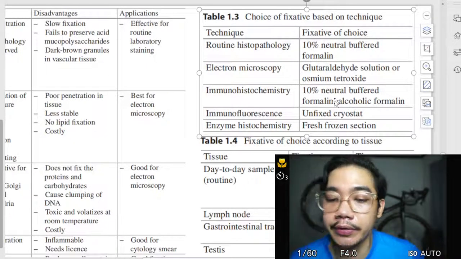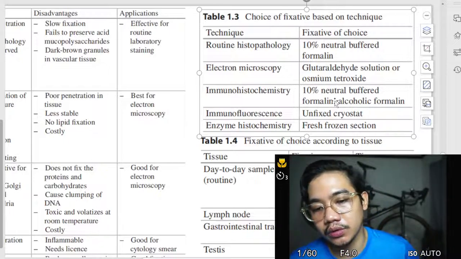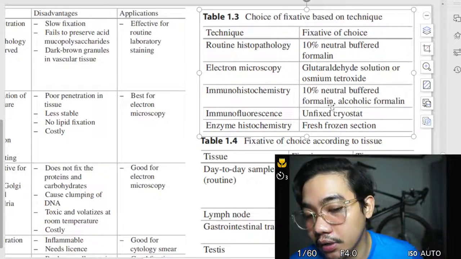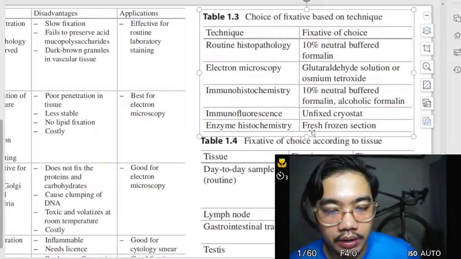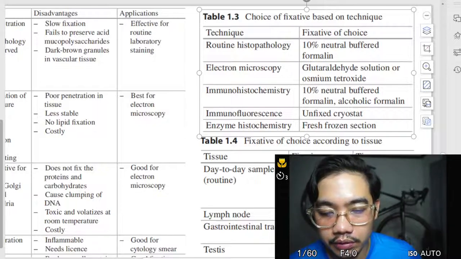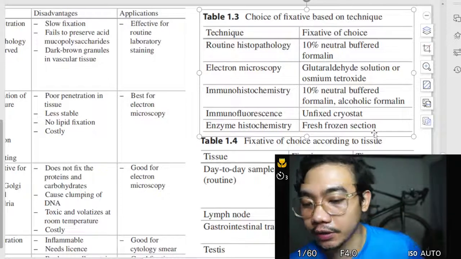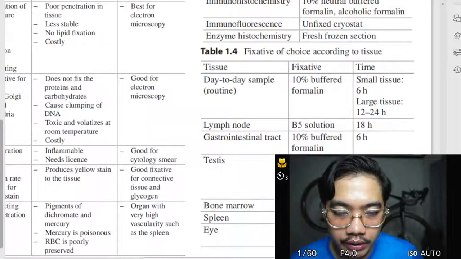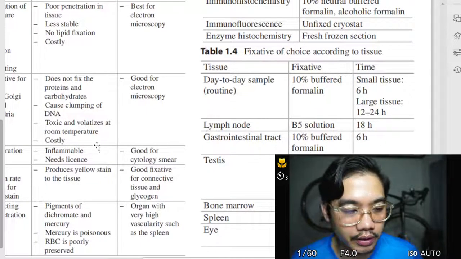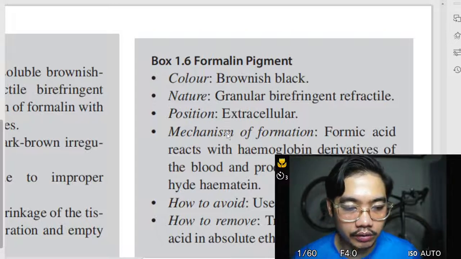For immunohistochemistry, which I will be teaching again, formalin is enough, and then alcoholic formalin. For these two, immunofluorescence and enzyme immunohistochemistry, fresh frozen section, that is frozen section. Next is this one. I'm not going to delve into that. Nice to know only.